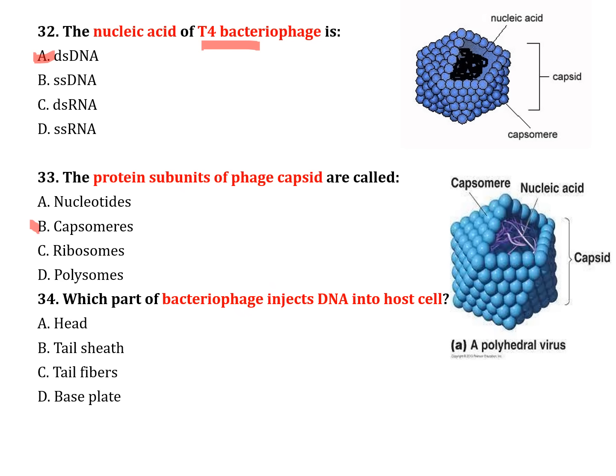Which part of bacteriophage injects DNA into the host cell? Option A, head. Option B, tail sheath. Option C, tail fiber. Option D, base plate. Correct answer is option B, tail sheath.